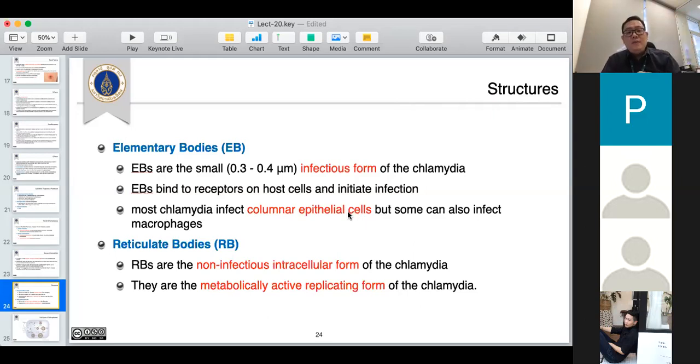Once they go into the cells, the Chlamydia EB form transforms itself into the RB form, okay? The RB form is the non-infectious intracellular form. It stays in the vesicle, and this form can replicate and has metabolism. The RB form is the kind of bacterial form. The EB form is a kind of tough form that lets the bacteria spread to another person. When they spread from one person to another, they probably need to touch some environment a little bit. That's why they need a tough form.